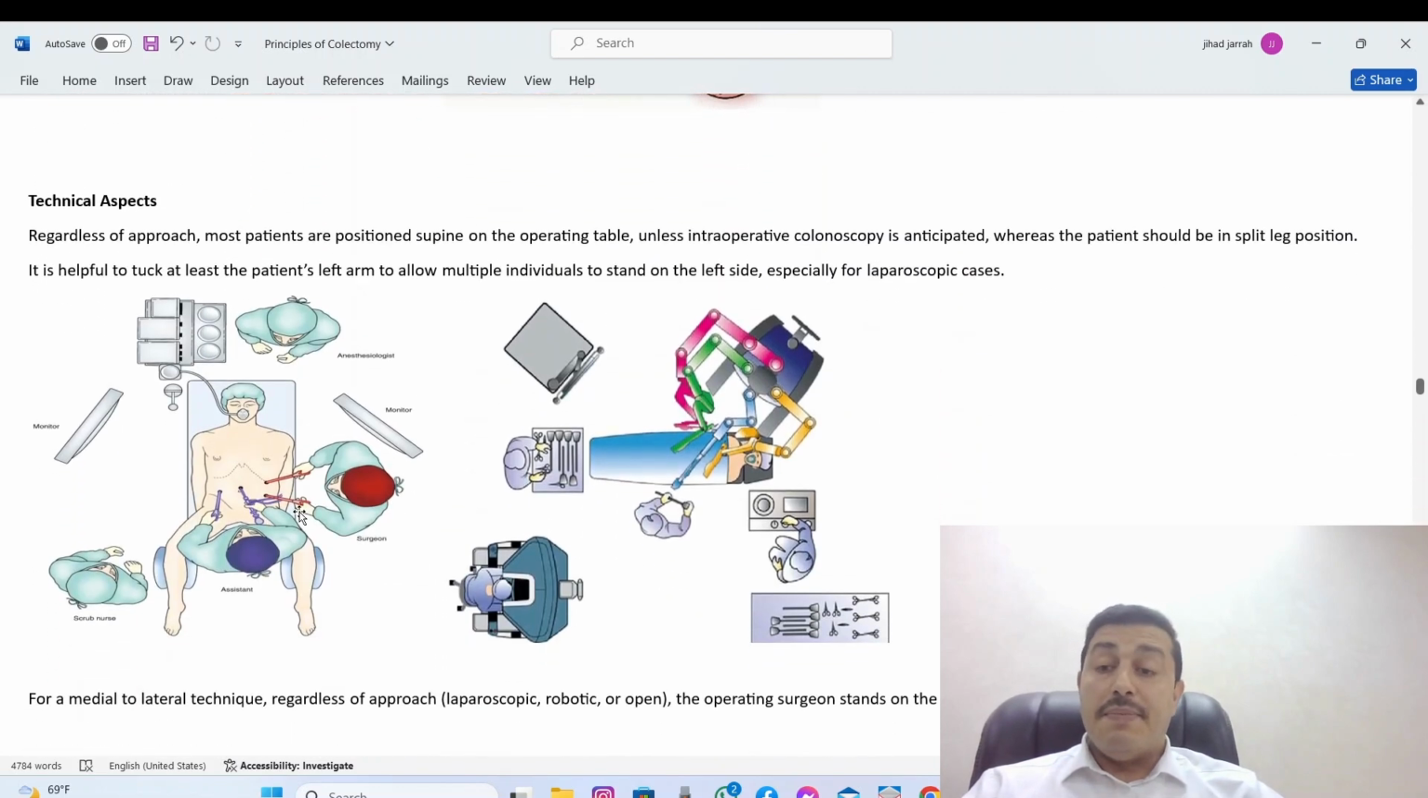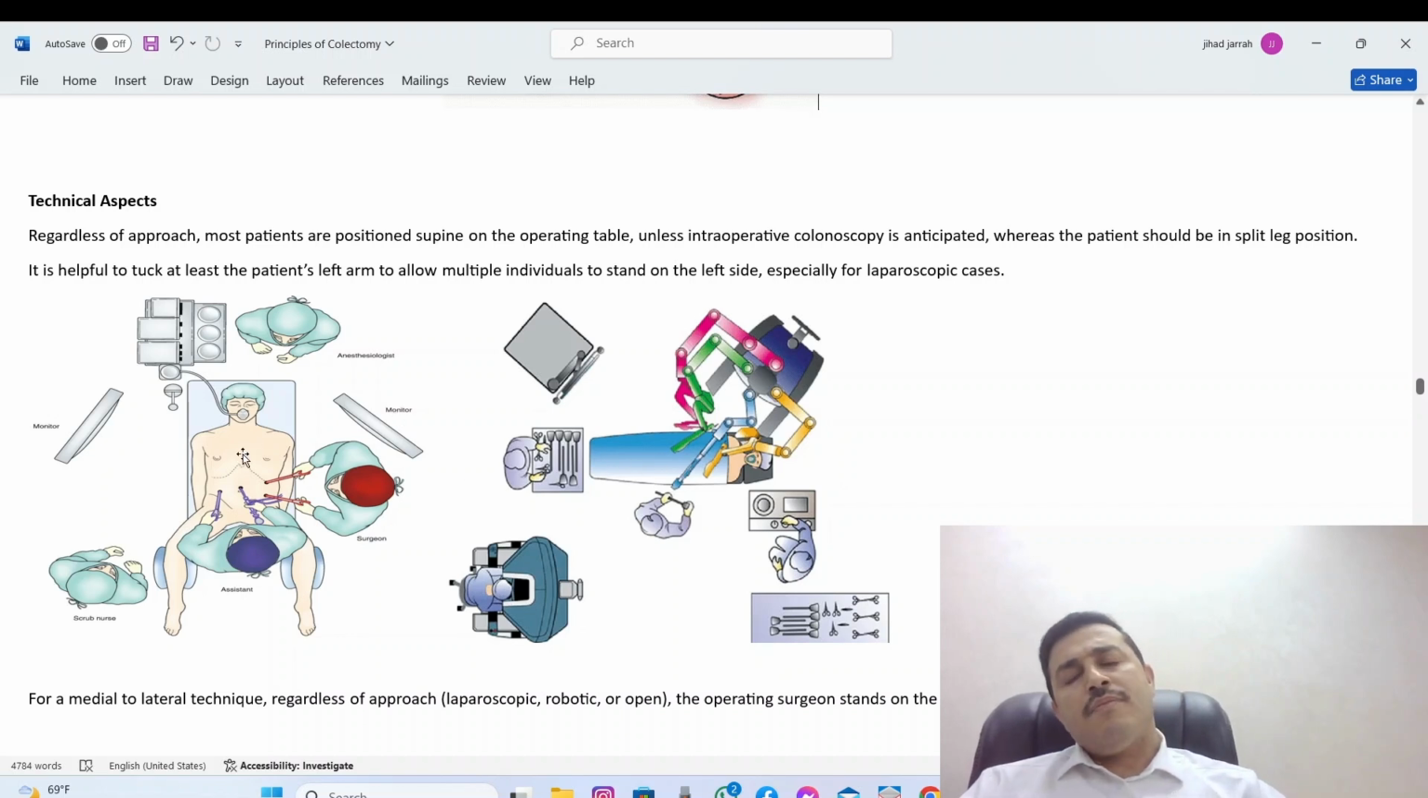Okay, this is the position. This is the laparoscopic right hemicolectomy. You can see that the surgeon is on the left side of the patient, and here is the robotic surgery. You can see the main surgeon is far from the patient.